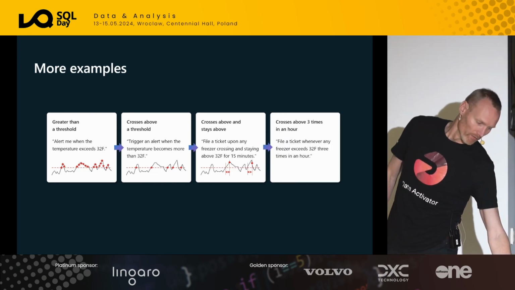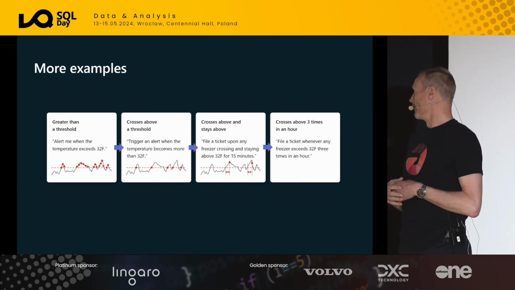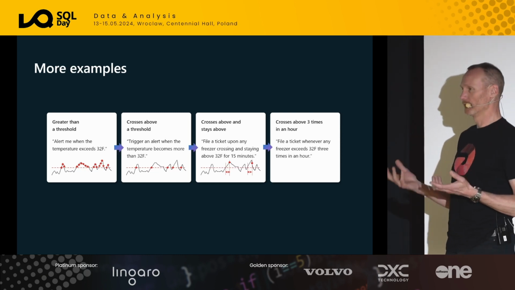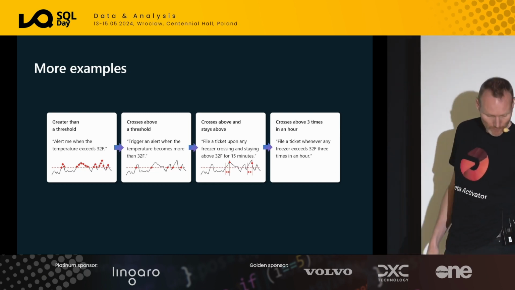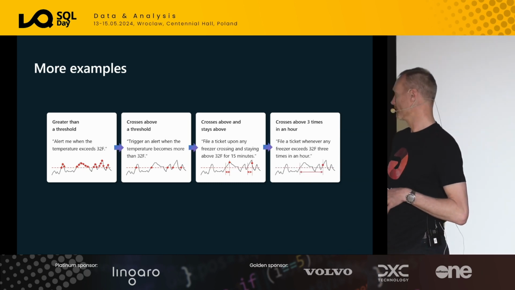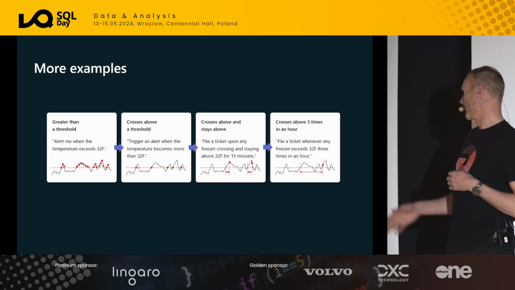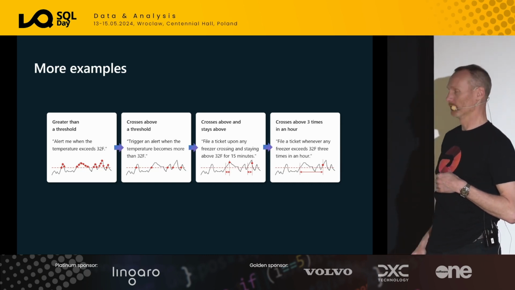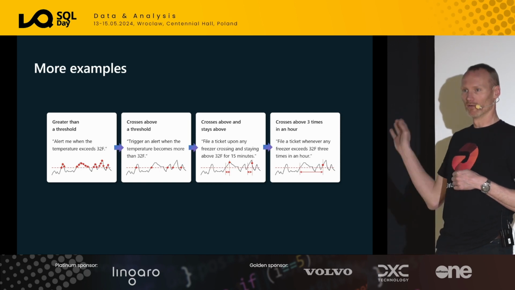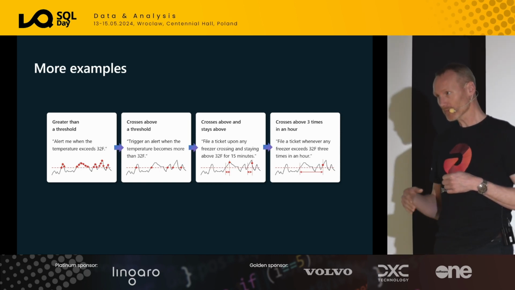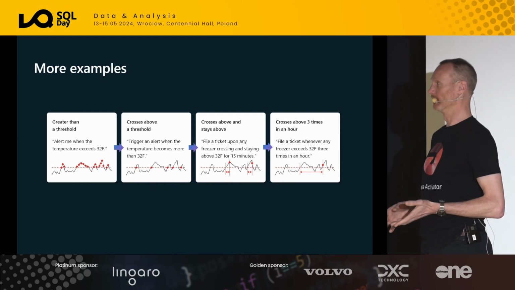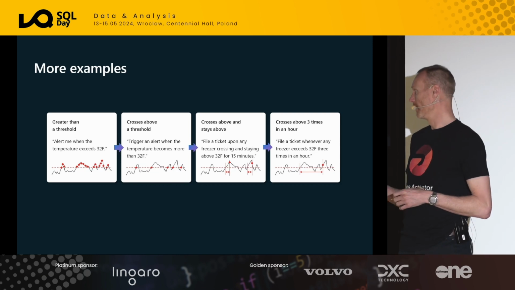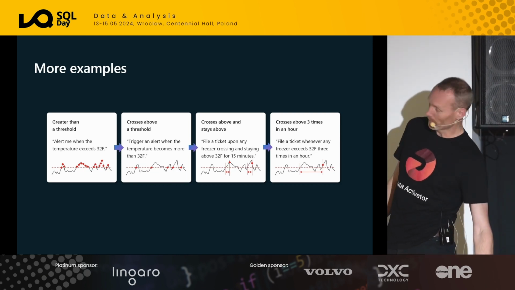And the fourth and last example here is that if it crosses above and stays above 3 times in an hour, then you can imagine here that same data coming in, and we see that it crosses above 3 times in an hour here, so we only get 1 alert. And all these 4 examples is something that we can do with Data Activator today without writing a single line of code. And there are also more examples, and we will come back to that.